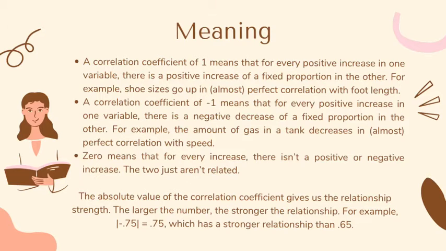The absolute value of the correlation coefficient gives us the relationship strength. The larger the number, the stronger the relationship. For example, -0.75 has the same strength as 0.75, which has a stronger relationship than 0.65.